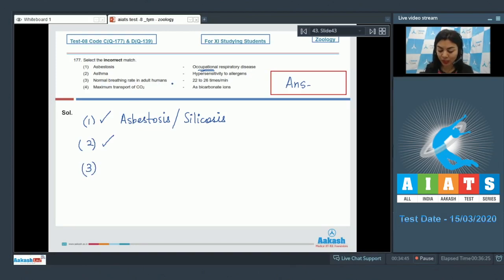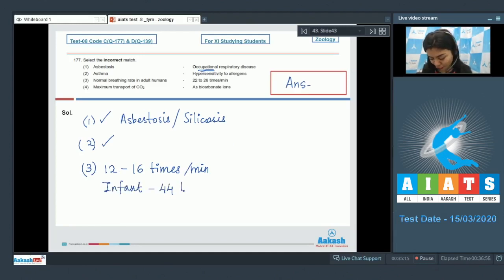Match 3, normal breathing rate in adult humans is 22 to 26 times. This is incorrect. A normal adult healthy human breathes about 12 to 16 times per minute in a normal quiet setting, and an infant breathes about 44 times per minute. So this is an incorrect match.